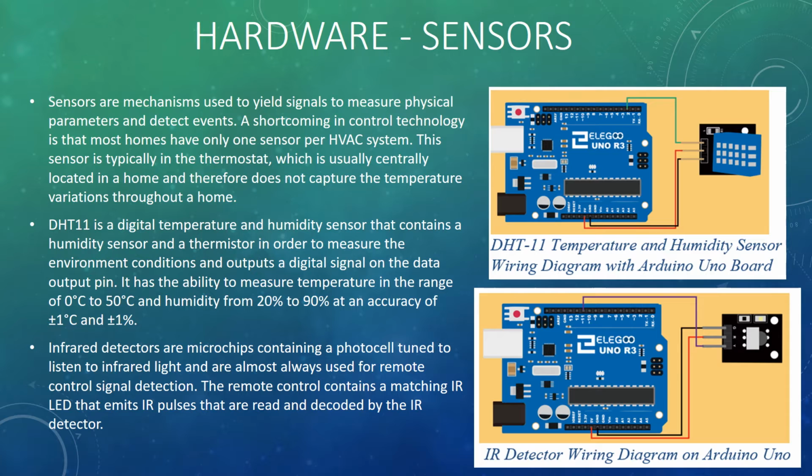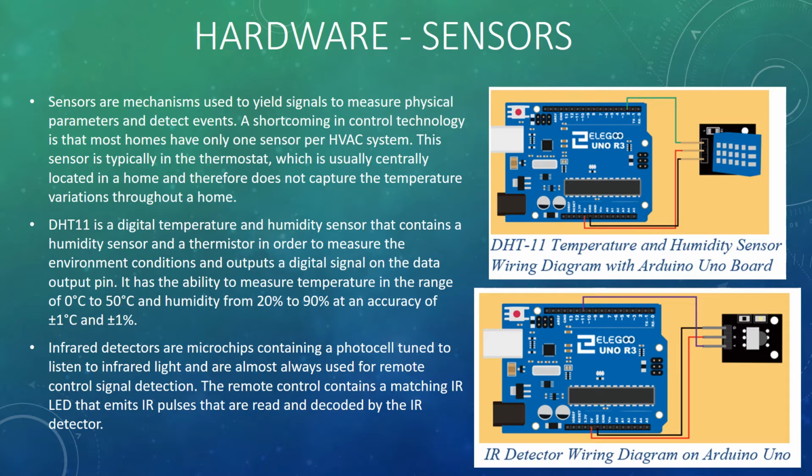A DHT11 sensor is a digital temperature and humidity sensor that contains a humidity sensor and thermistor in order to measure the environment conditions and output a digital signal on the data output pin. It has the ability to measure temperature in the range of 0 to 50 degrees Celsius and humidity from 20 to 90%, at an accuracy of plus or minus 1 degree Celsius and plus or minus 1% for humidity.